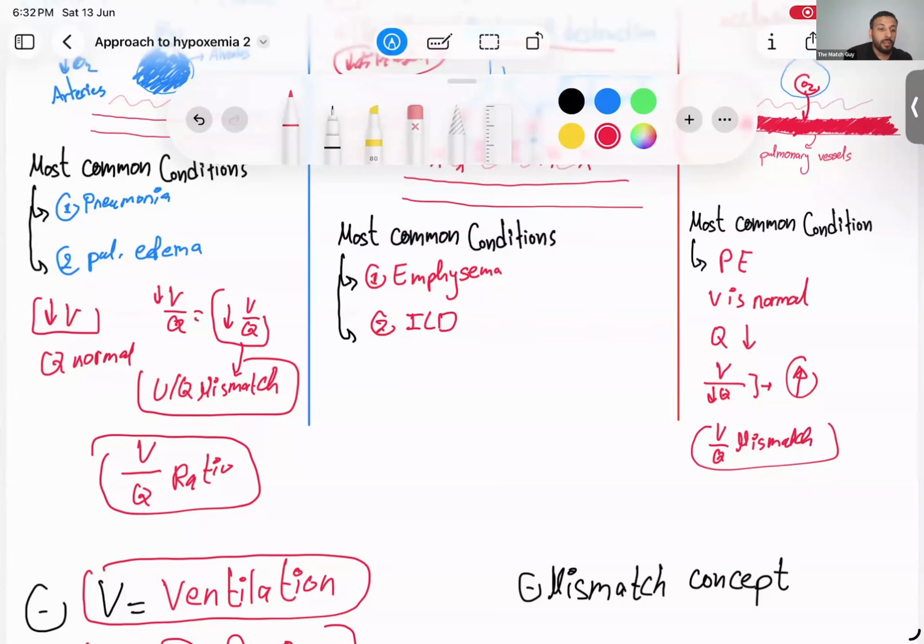Does any one of you? It is not high yield. What you're asking is not high yield.